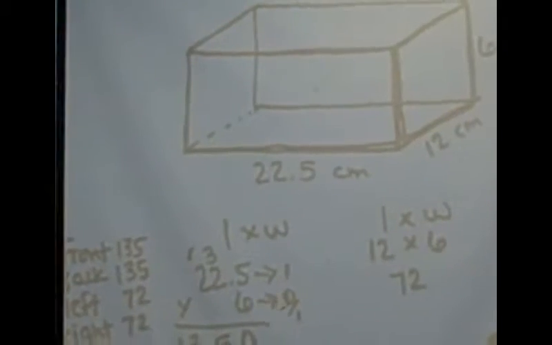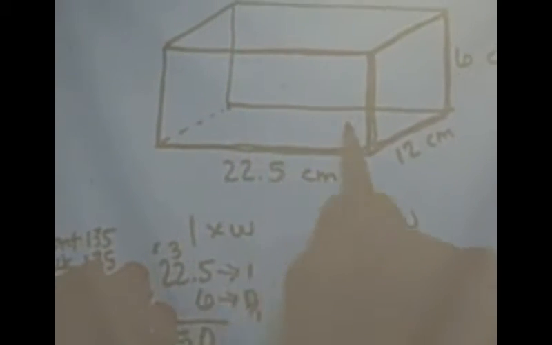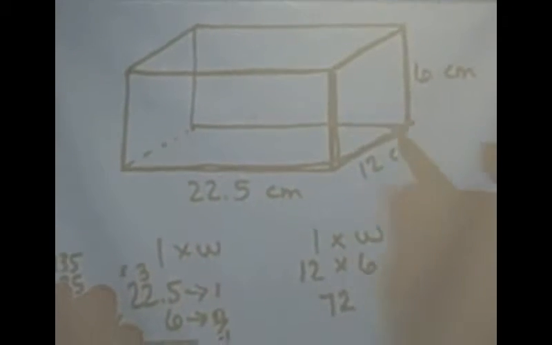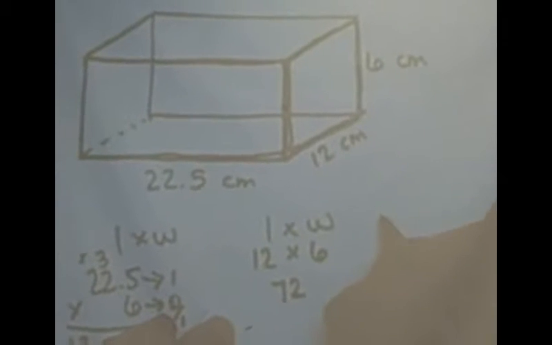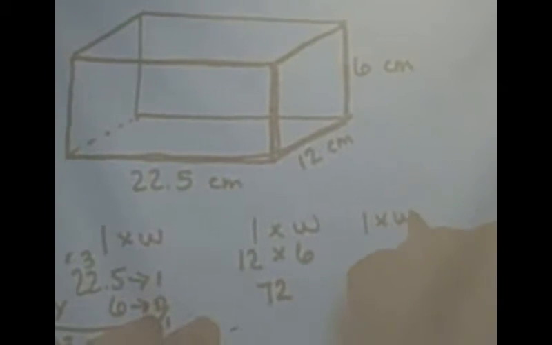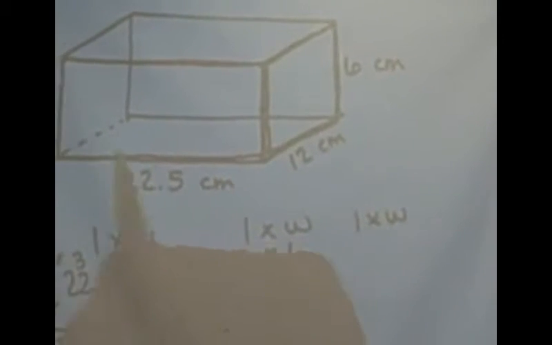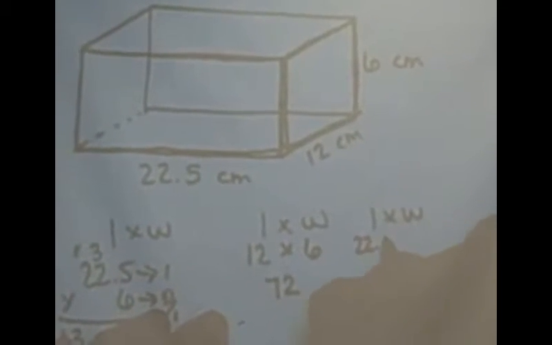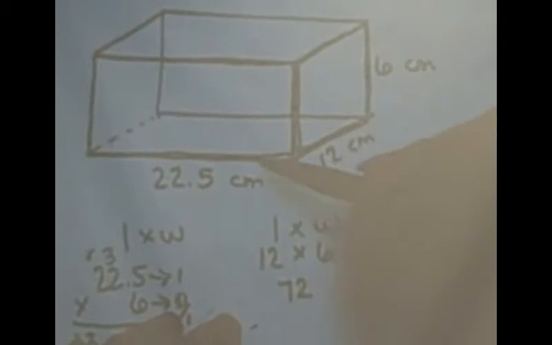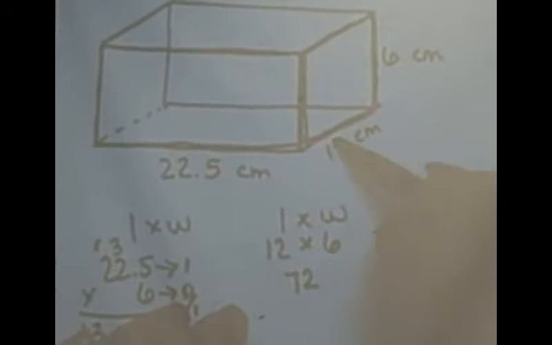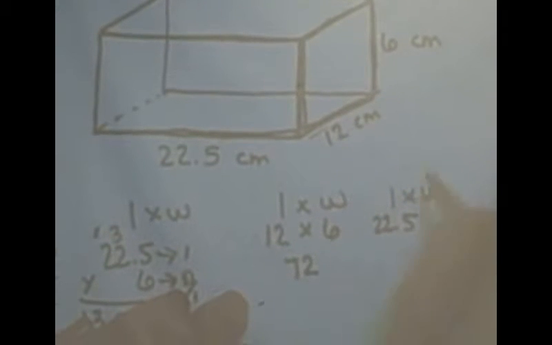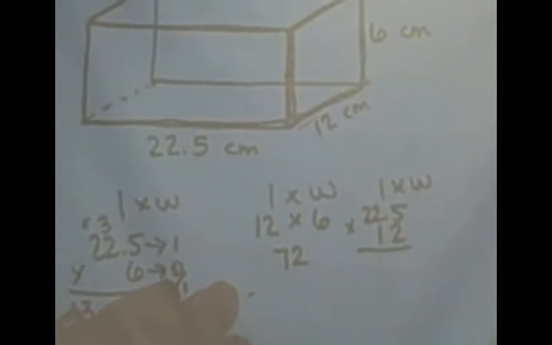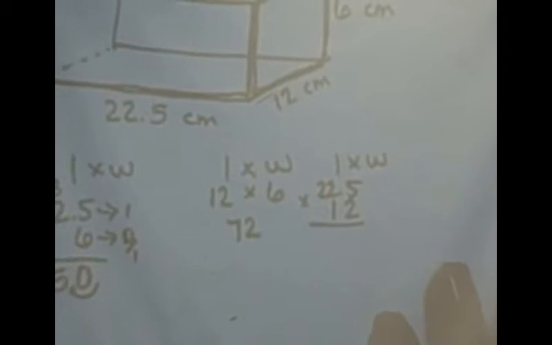All right, now we're going to calculate the bottom. Again, using the formula of length times width, we know that the length of the bottom, this part right here, is 22.5, and we know that the width of the bottom is 12. So now we need to multiply 22.5 times 12. Let me zoom in a little bit.